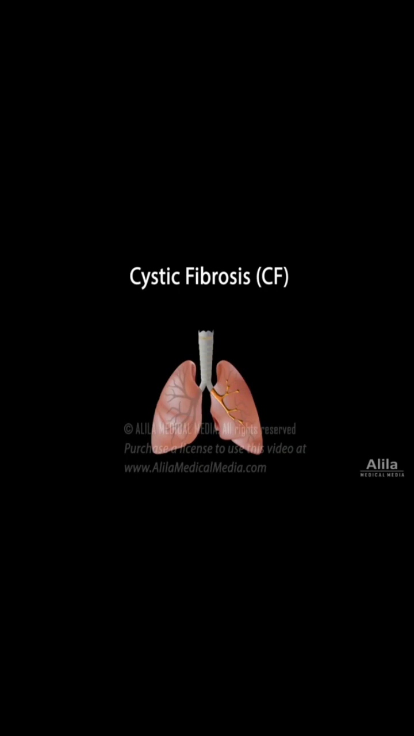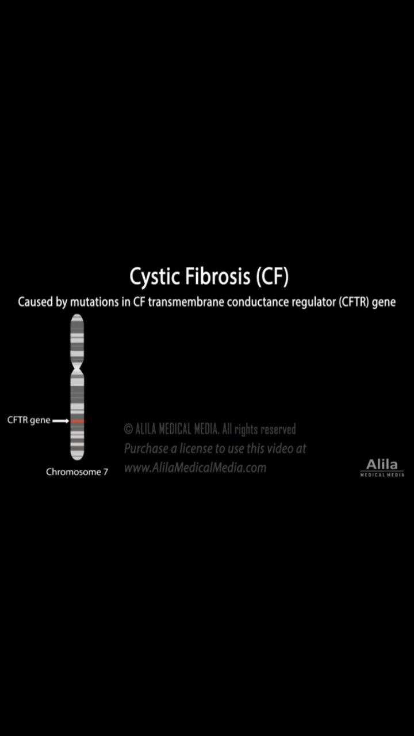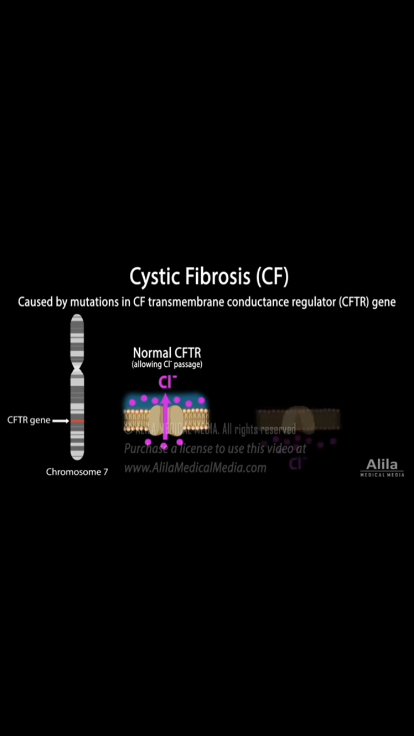Cystic fibrosis, CF, is the most common inherited disorder that leads to shortened life expectancy, especially among people of Northern European origin. CF is caused by mutations in the CF transmembrane conductance regulator, CFTR, gene. The CFTR protein encoded by this gene functions as a chloride channel, allowing passage of chloride ions across cell membranes. Because chloride drives water movement, CFTR plays an important role in regulation of water and salt balance in secreted fluids such as mucus and sweat.